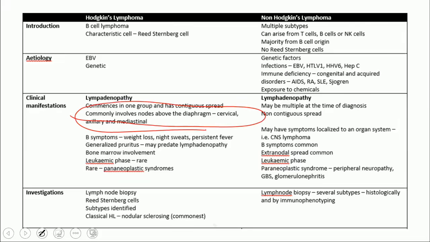Right. But non-Hodgkin's lymphoma doesn't follow a pattern. It can spread anywhere. Right? And there is no nice pattern. It can go extranodally, it can cause a leukemic phase. So these are the problems that you see. And they are very weird, unusual manifestations.